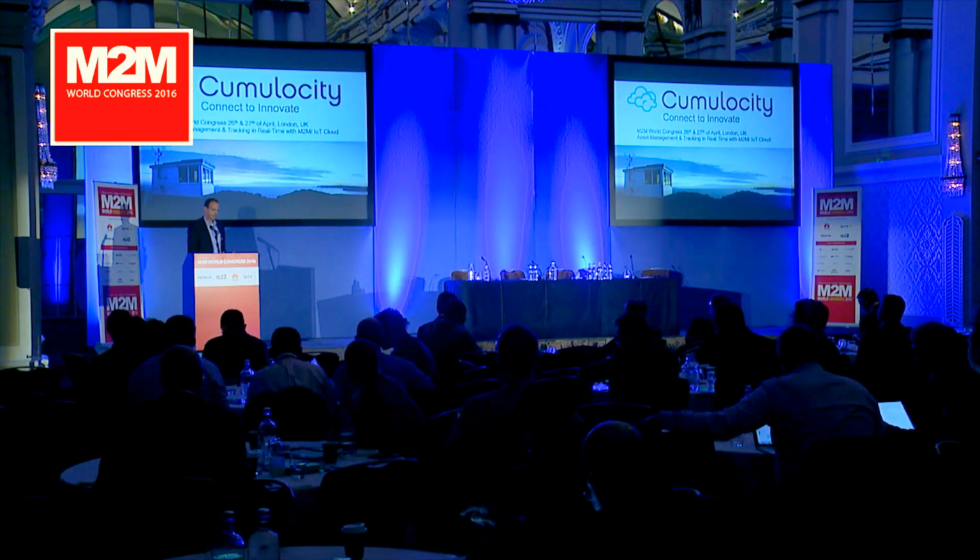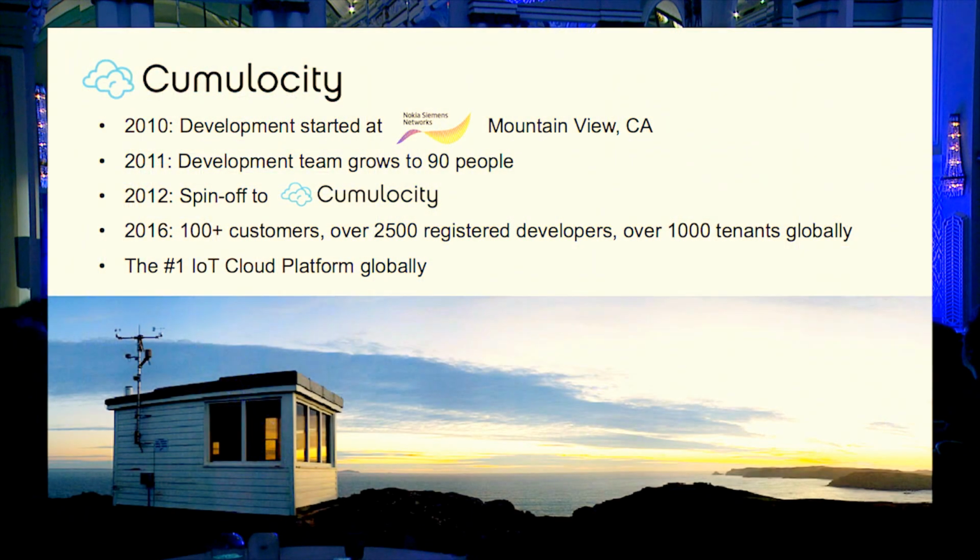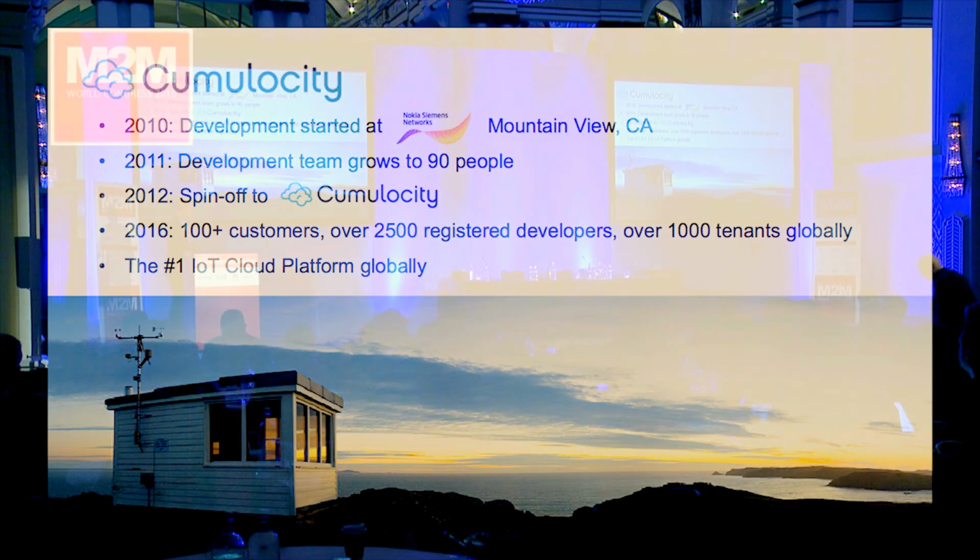Good, let's get started. A few words about the company Cumulocity. I'm not sure if you've come across Cumulocity. We are a spin-off from Nokia Siemens Networks, and we started to develop a cloud-based software platform already in 2010, so 5.5 years ago. So we've been in the market for quite some time, and we spun off that business and relocated it back to Germany. So we're a German-based software company.